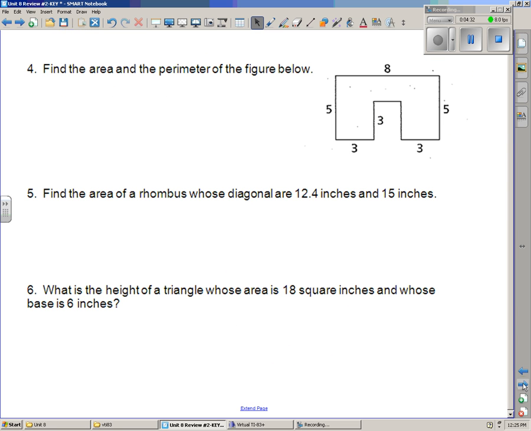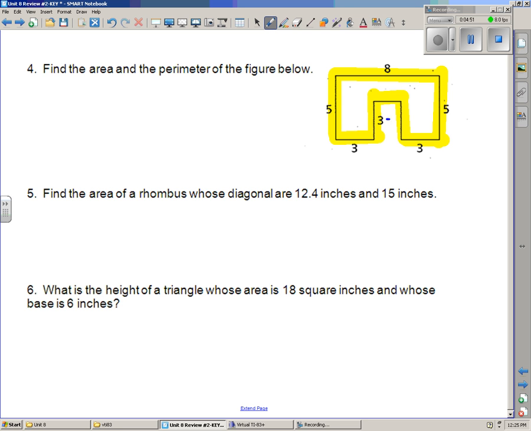Okay. A regular shape. Find the perimeter and the area of the figure below. Well, if we're going for perimeter, we have to go all the way around. 8 plus 5 plus 3 plus not sure yet, plus not sure yet, plus 3 plus 3 plus 5. Well, let's figure out what we're not sure about yet.